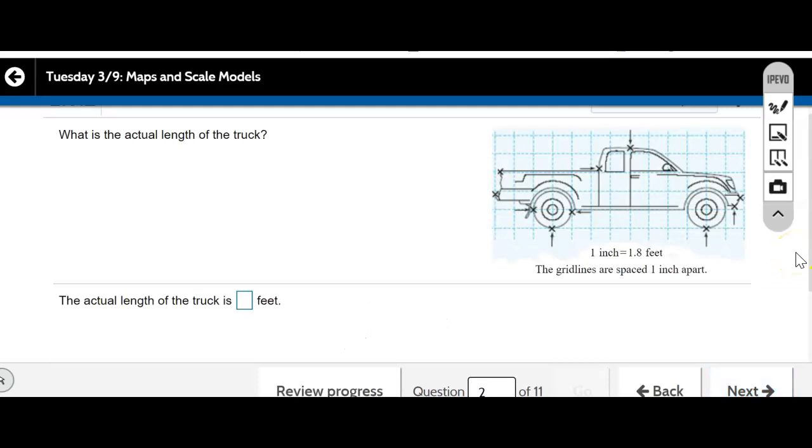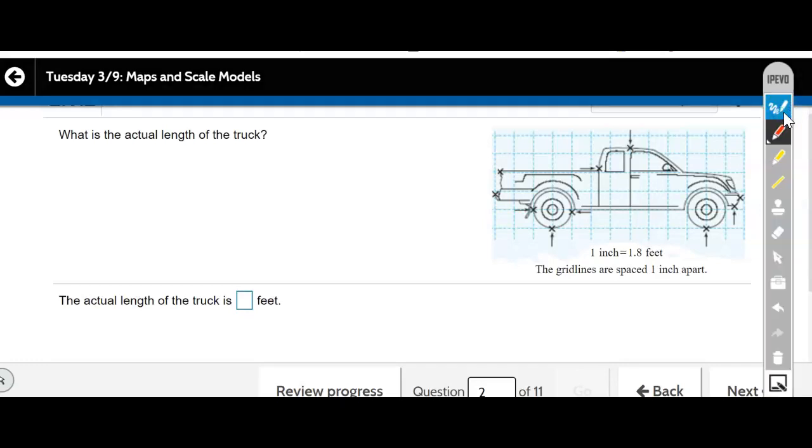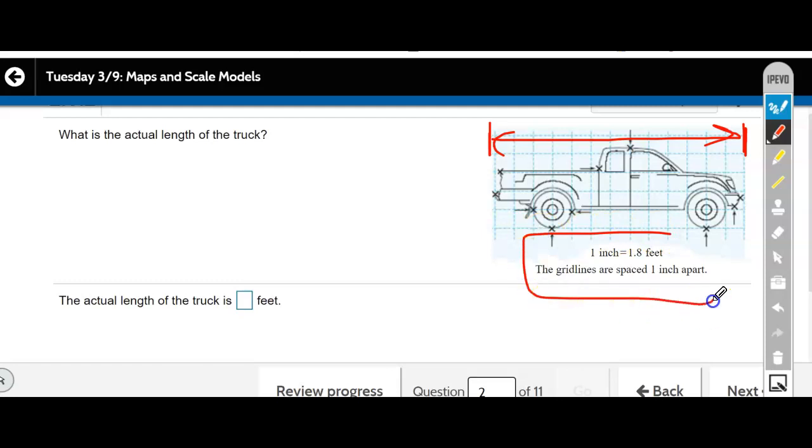Okay, we got blueprints. We got to figure out this truck, how long it is. What is the actual length of the truck? So that's the long side, right? The longest point. We're using this scale, 1 inch over 1.8 feet. So what do I have to do to figure out the actual length of the truck? I see people doing it. What do you have to do?